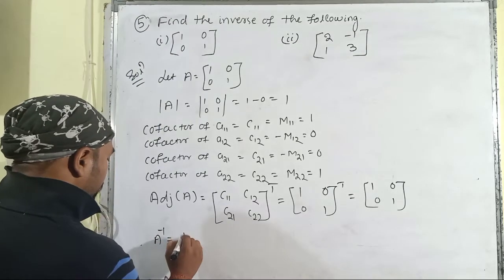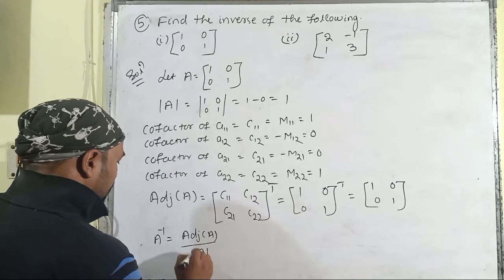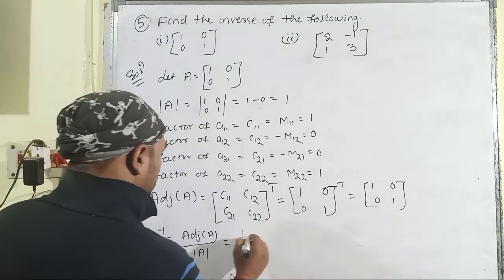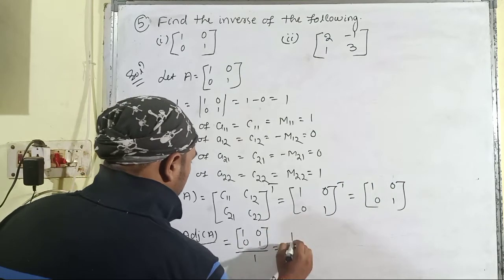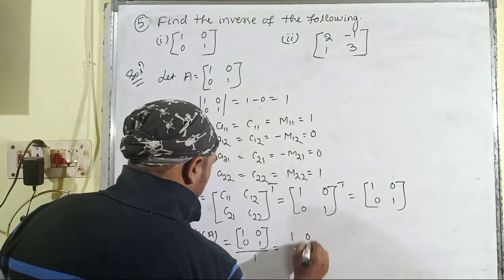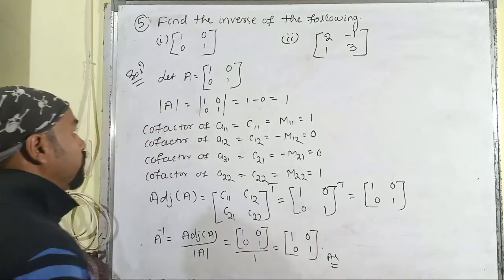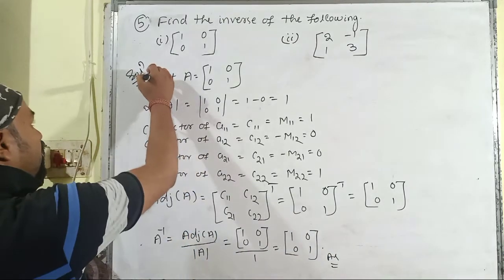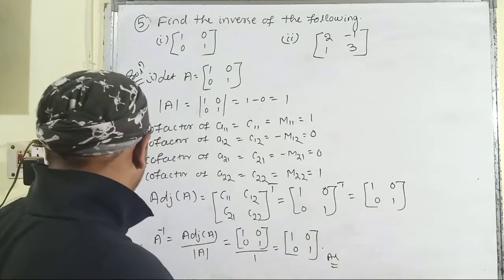So here A inverse is equal to adjoint of A divided by determinant of A, which is equal to [1 0; 0 1] divided by 1, which is again equal to [1 0; 0 1]. And this is the solution for the first bit of number 5. Then proceeding towards the second bit.